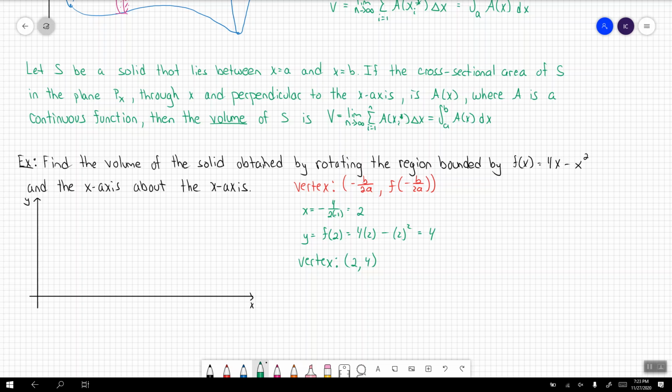Now what I want to do is I want to find my x-intercepts. So in order to find my x-intercepts, I'm going to go ahead and I'm going to set my function equal to 0.